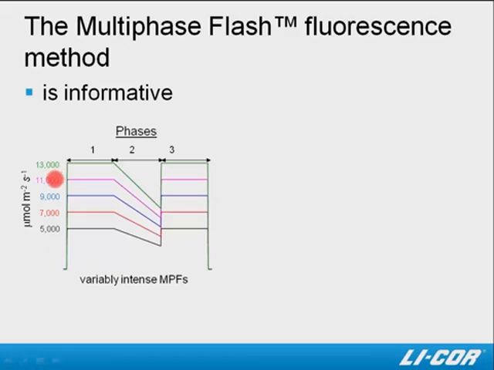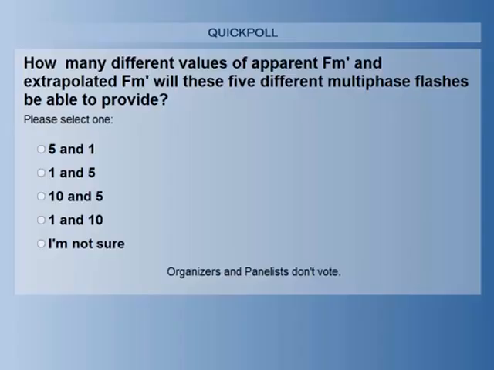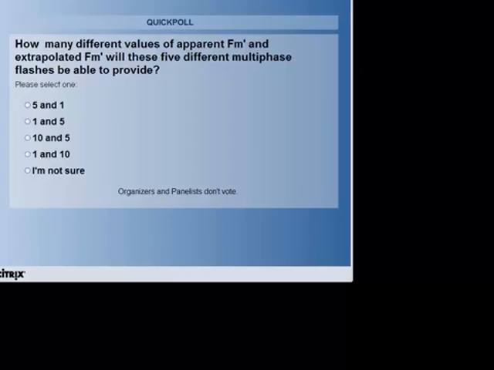So while you're thinking about this, just remember that, as I mentioned, the fluorescence yield that's measured during phase 1 is the apparent value. During phase 2, we have a hyperbolic change. And during phase 3 is another measure of apparent FM prime. So when you're considering how many values of apparent FM prime could be obtained with all 5 of these multiphase flashes, keep that in mind. Let's test your knowledge of the multiphase flash method.